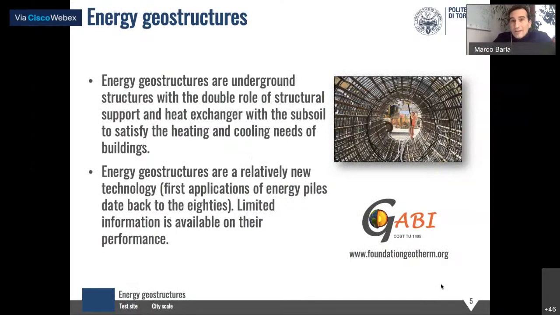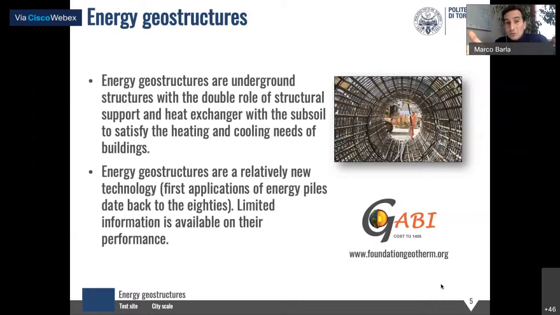Energy geostructures were anticipated earlier. There was another COST action which already finished a year ago. It was called GABI, and in that COST action, we addressed energy geostructures directly, so we talked a lot about that. If we want to define what those are, those are geotechnical structures: pile, retaining wall, tunnel lining. And we assign a double role to these structures. The role of what they are built for, to support a building or an excavation, but together with that, to satisfy heating and cooling needs of a building. So we give a double role to such kind of structures.